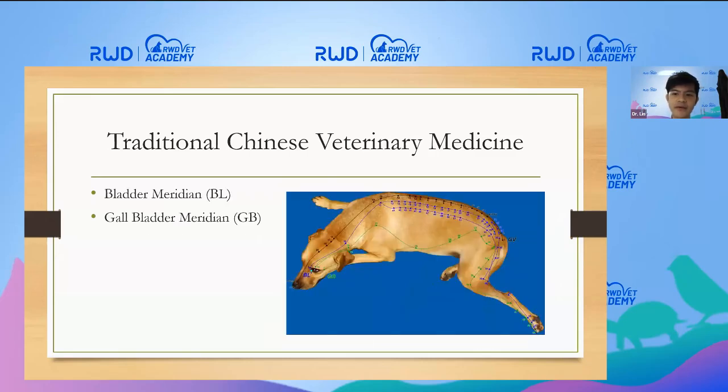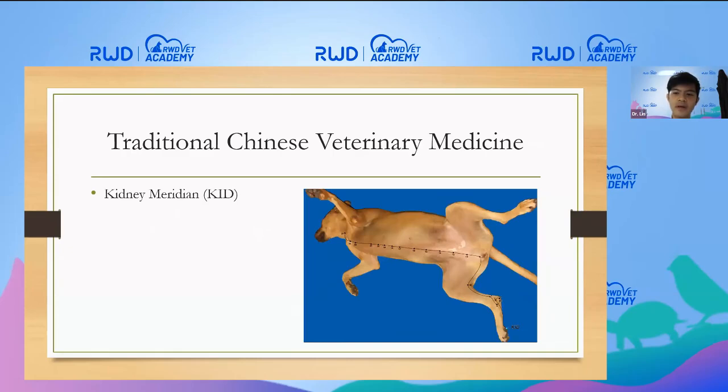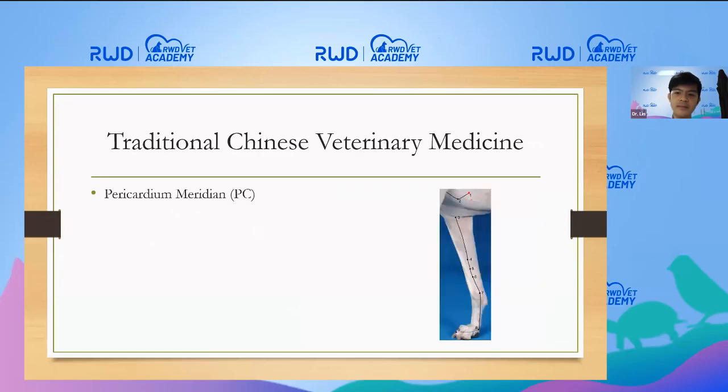The bladder meridian regulates the removal of toxins from the body. The gallbladder meridian regulates the removal and storage of toxins that are produced by the liver. The kidney meridian regulates the reproductive system, testosterone levels, and produces bone marrow and blood. The pericardial meridian regulates the qi that surrounds the heart, protects the heart, ensuring proper function and emotional balance.